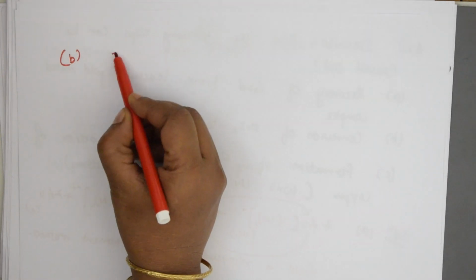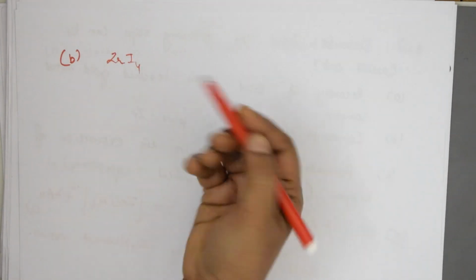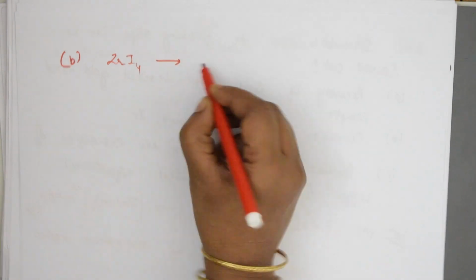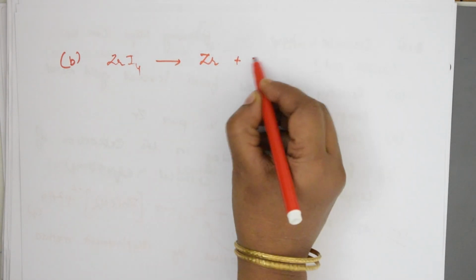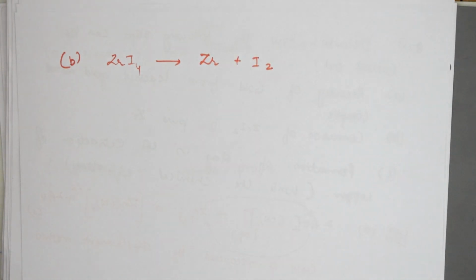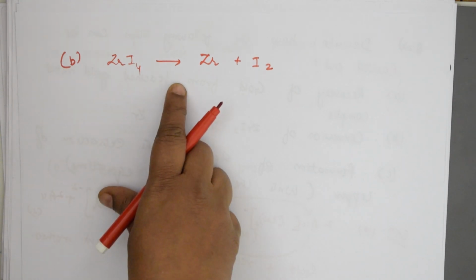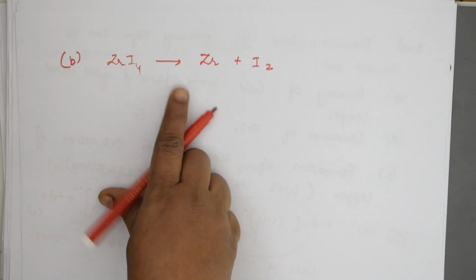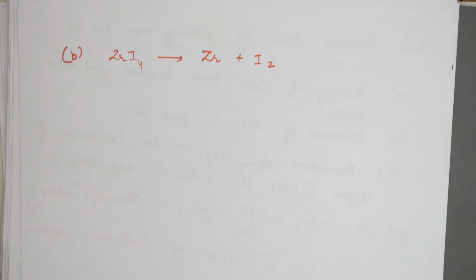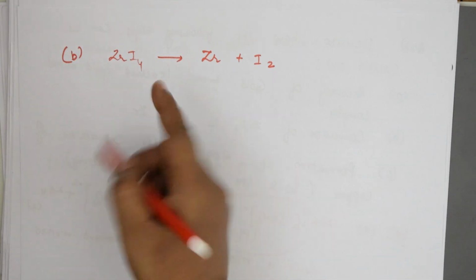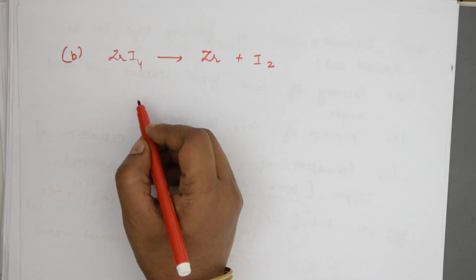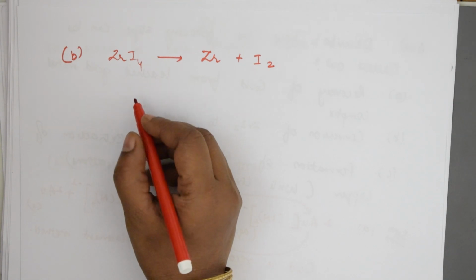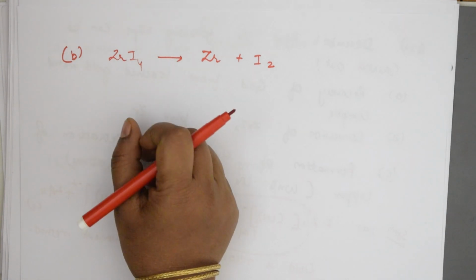So basically zirconium iodide, ZrI4. When it's heated, it dissociates into zirconium plus iodine. Zirconium iodide is decomposed on a tungsten filament. We have seen this reaction also. And when this is heated above 1500, I think 1800 K, pure zirconium is formed.